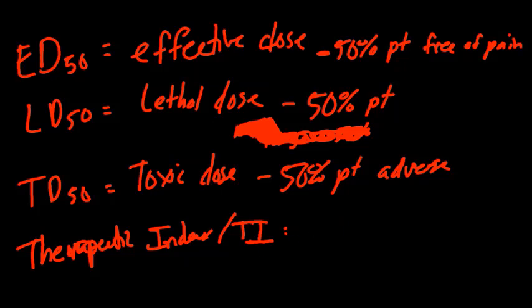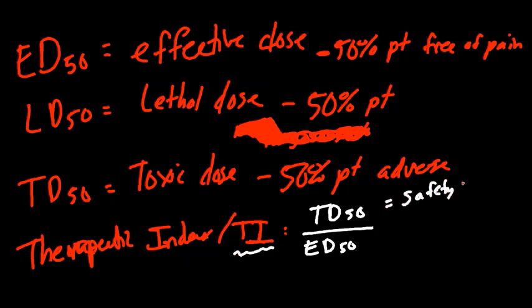Now the therapeutic index is going to be calculated using our ED50 and our TD50. So the toxic dose 50, divided by our effective dose 50. This is going to give us our therapeutic index. This is going to be safety of drug. We're never going to give a lethal dose of a drug. That's just bad medicine. However, we may give a toxic dose of a drug if it's going to help our patient, but that's something else.